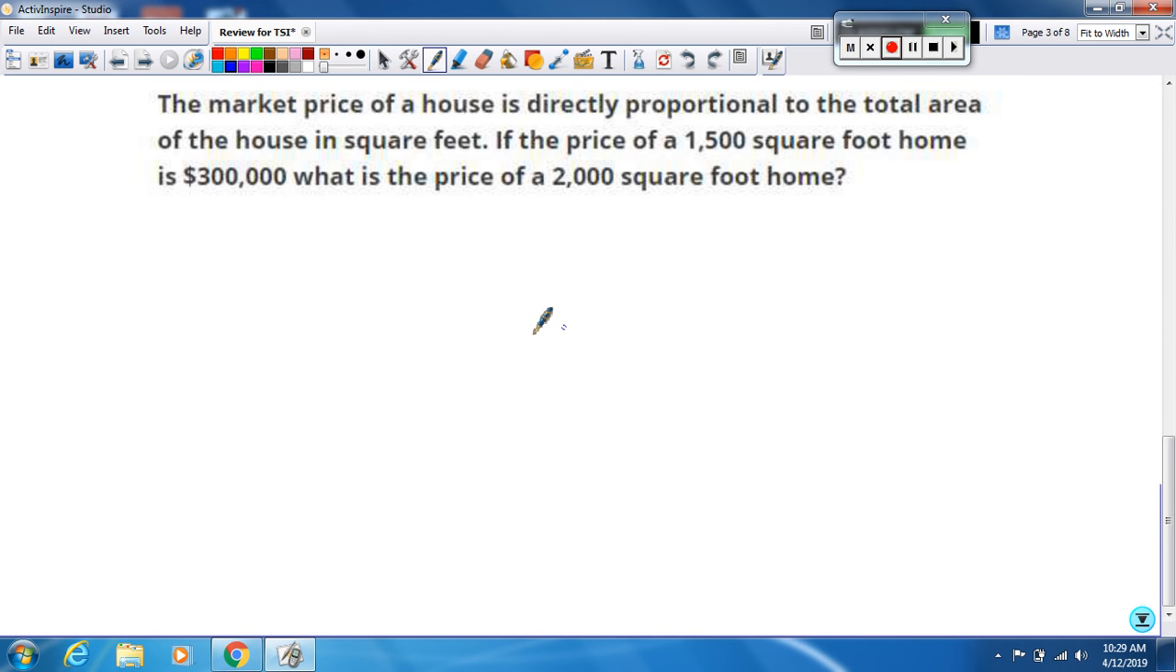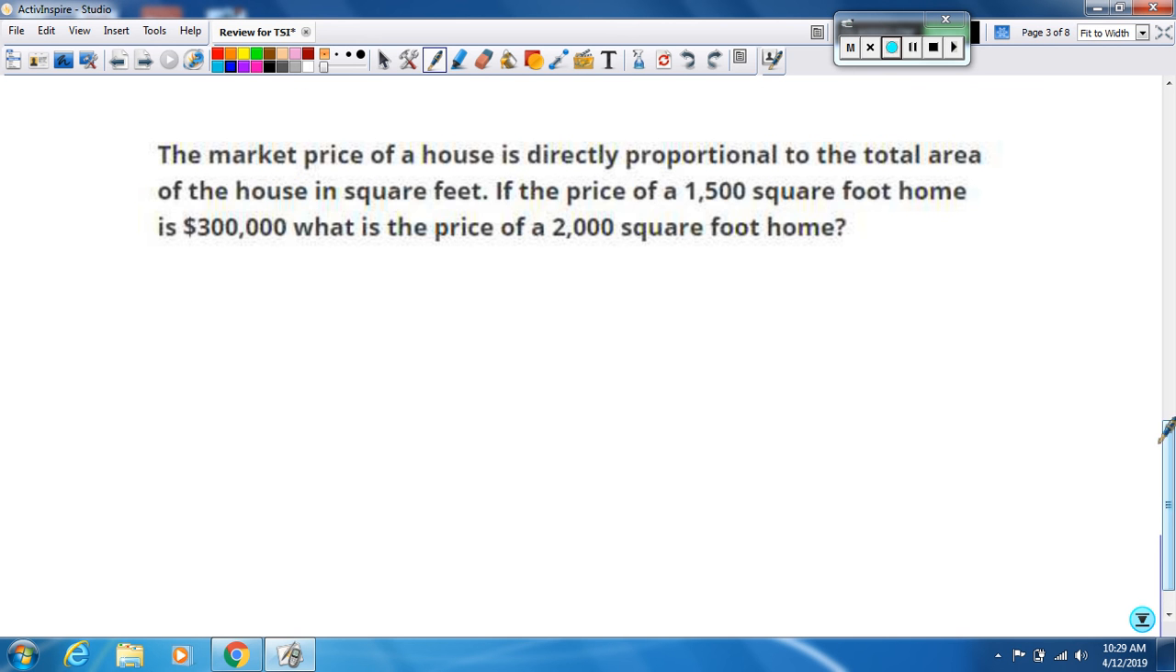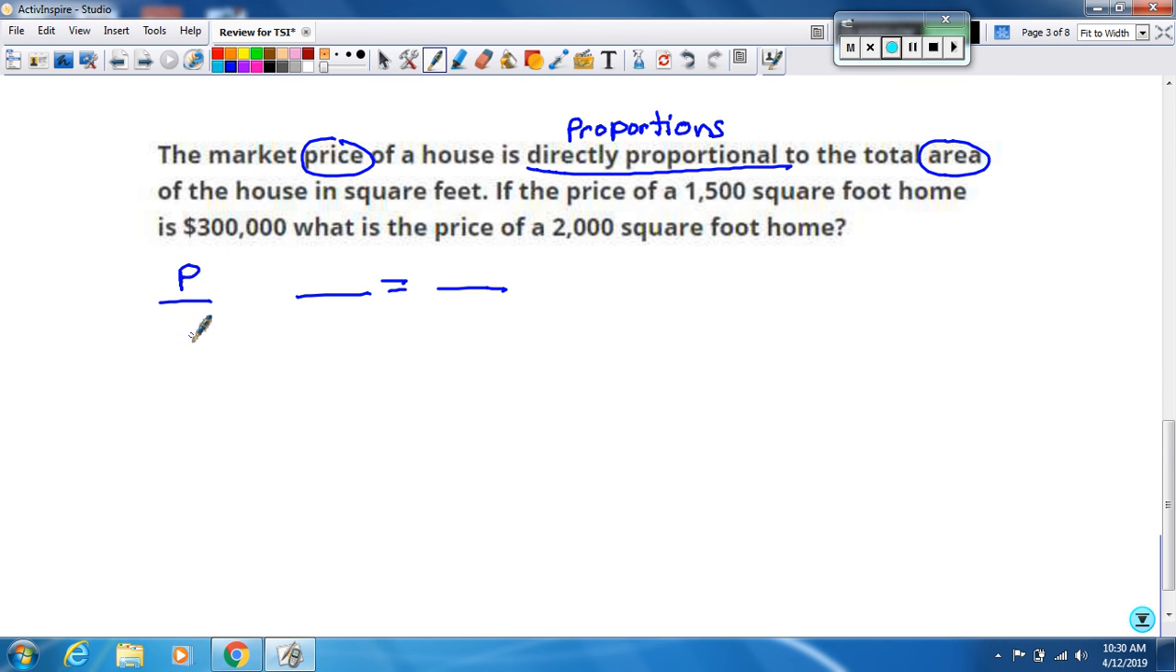The market price of a house is directly proportional to the total area of the house in square feet. If the price of a 1,500 square foot home is $300,000, what is the price of a 2,000 square foot home? Okay, directly proportional means you can set up proportions. A proportion is one fraction equaling another. And we are talking about price and area.